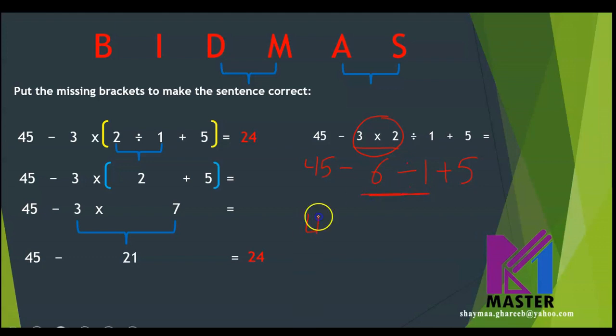So I will keep the 45 as it is, minus as it is. 6 divided by 1 equals 6, plus 5. Now I have subtraction and addition. Which one should I start with? The subtraction. So when I do the subtraction first, 45 minus 6 equals 39, plus 5 equals 44. Is this clear?